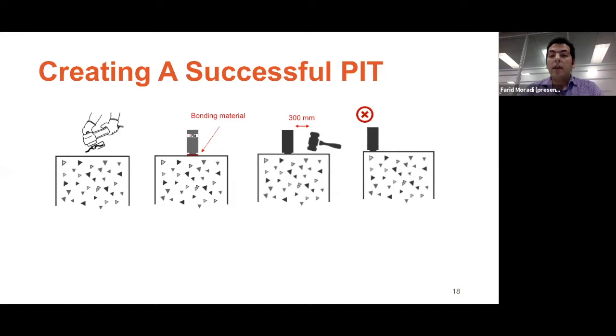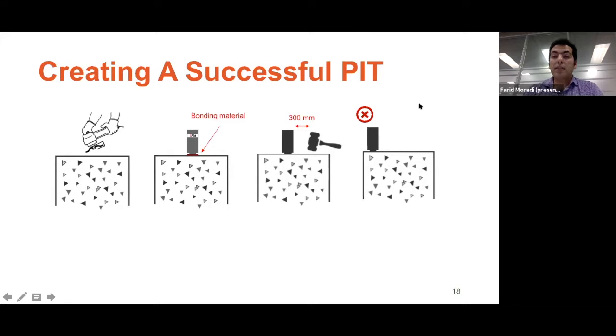pile head. Based on the ASTM also, you should hit the hammer impact near your sensors, within a distance of 300 millimeters from your sensors at that location. Never go far, and never go very, very close to the sensor. Keep the distance at around 300 millimeters.